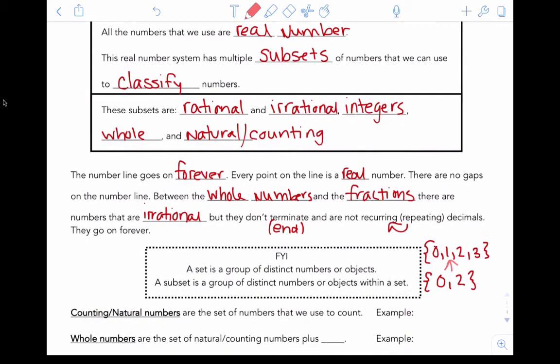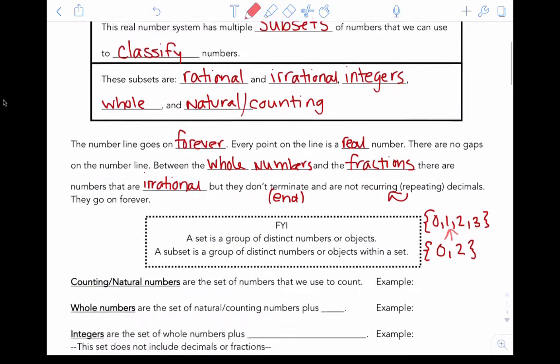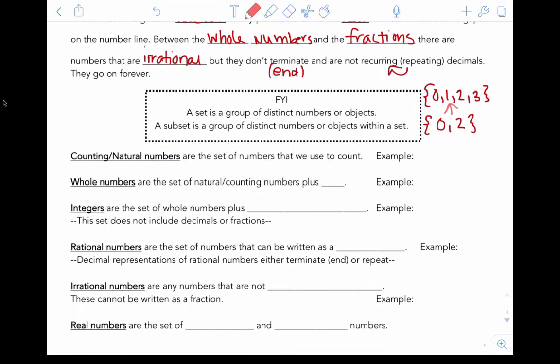All right, let's go ahead and talk about these subsets a little bit more. So we're going to start with our smallest one. We're going to start with the counting or natural numbers. So this is the set of numbers that we use to count. So within our whole real number system, we can break it down and make a group of just numbers that we use to count naturally.